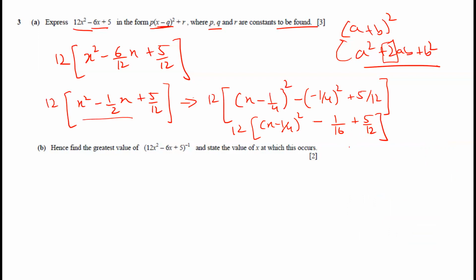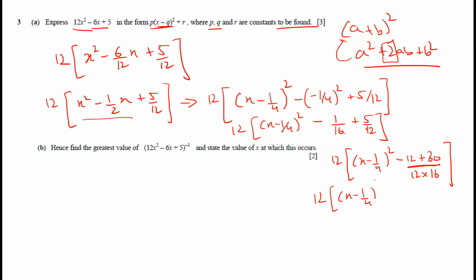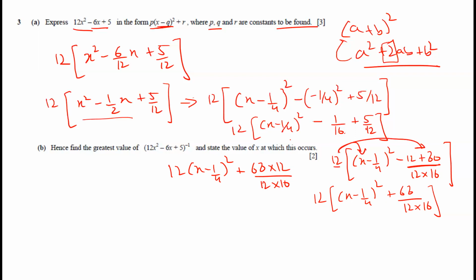Now − 1/16 + 5/12 can be written as (x − 1/4)² plus (−12 + 80) divided by 12 into 16. So 12 ones are 12, 16 into 5 is 80, and we take 16 into 12 as the denominator. This can be written as 12 (x − 1/4)² plus 68 over 12 into 16. Now if you open this bracket, this will become 12 (x − 1/4)² plus 68 into 12 divided by 12 into 16. So 12 and 12 cancel out. 4 fours are 16, 4 seventeens are 68. So we are left with 12 (x − 1/4)² + 17/4.